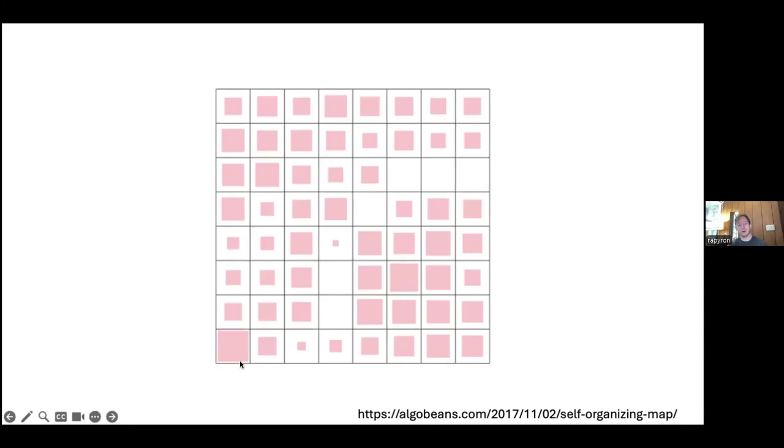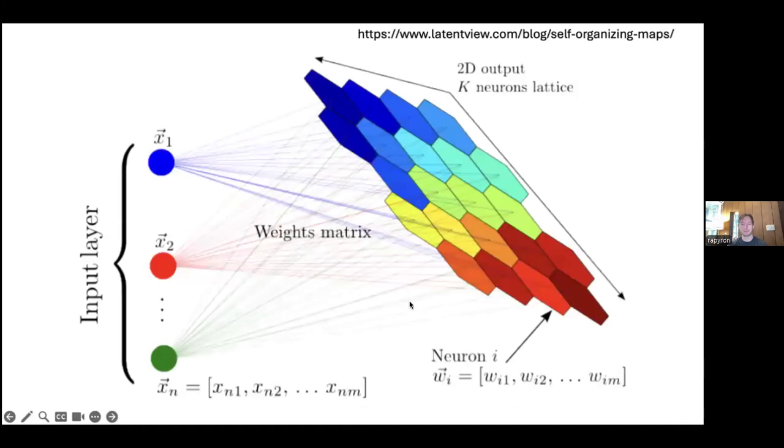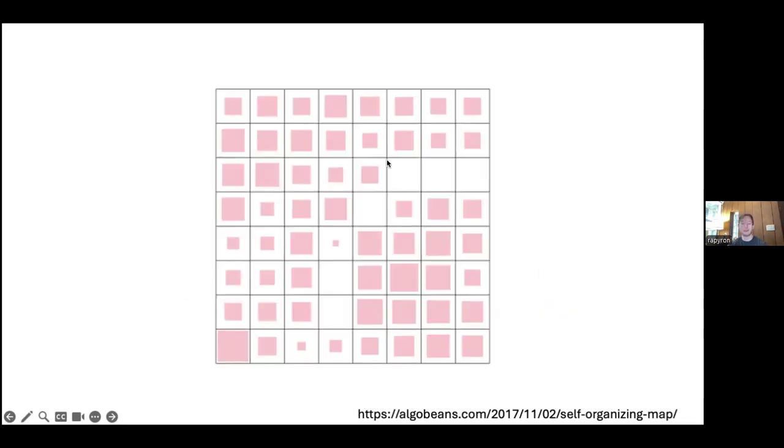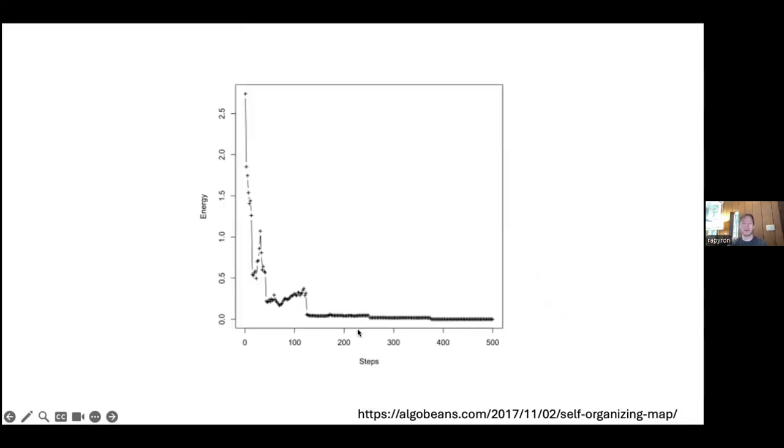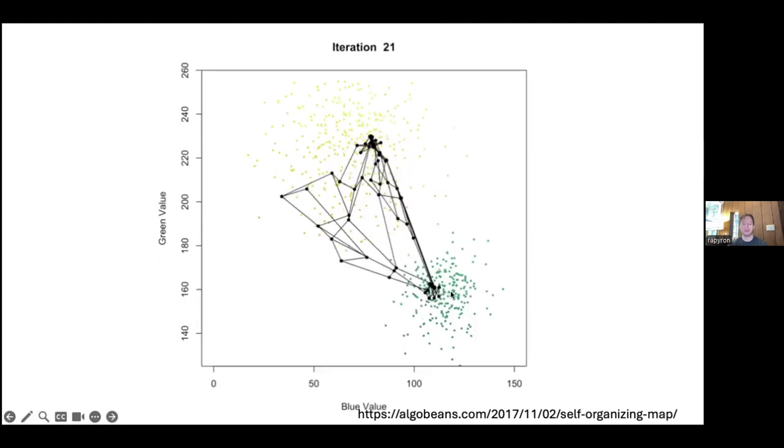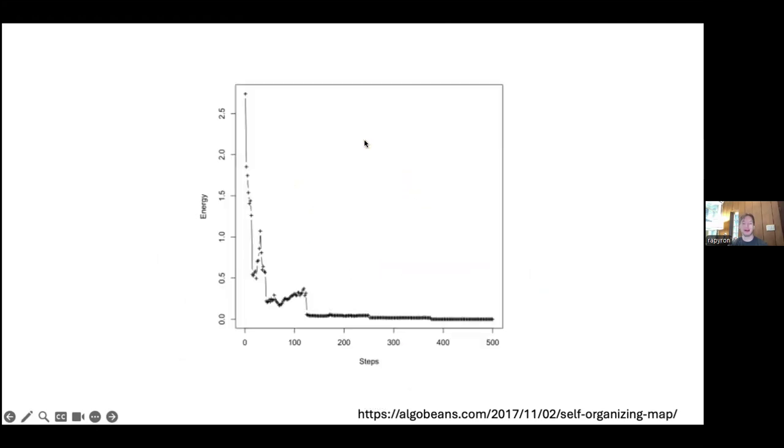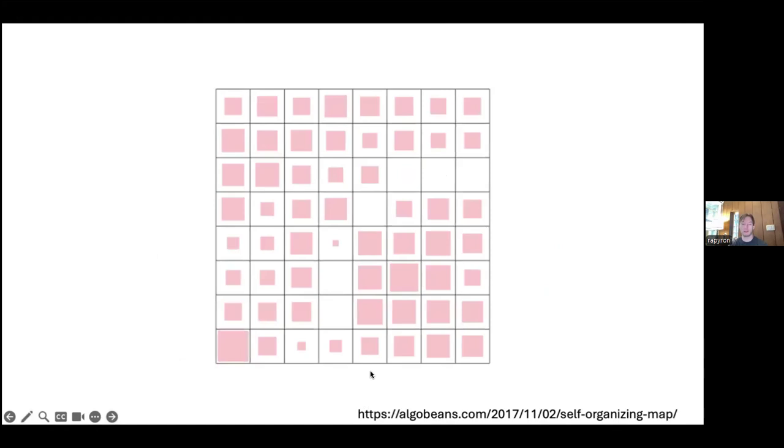This is our output. It's 8 by 8, 64 cells. I'll just back up here. So again, we had our input data. We're projecting it onto this two-dimensional lattice. This is our two-dimensional lattice. And every data point, each one of these green or yellow data points, is being assigned to one of these 64 cells. The larger the square, the more data points have been assigned to those cells.